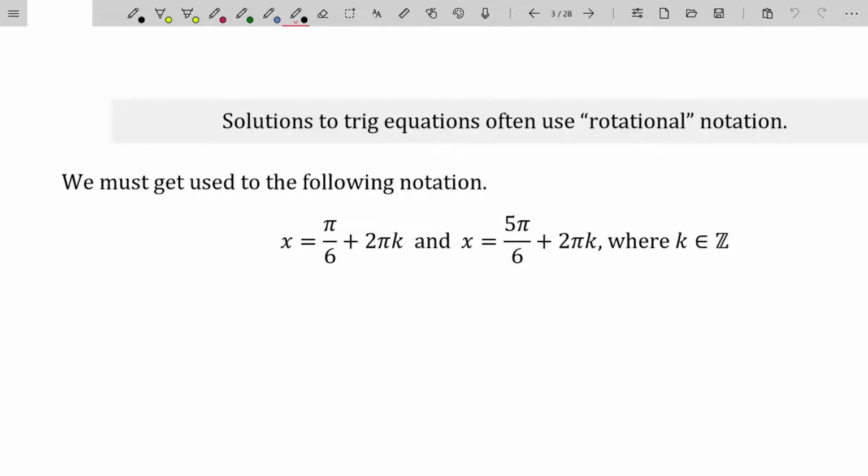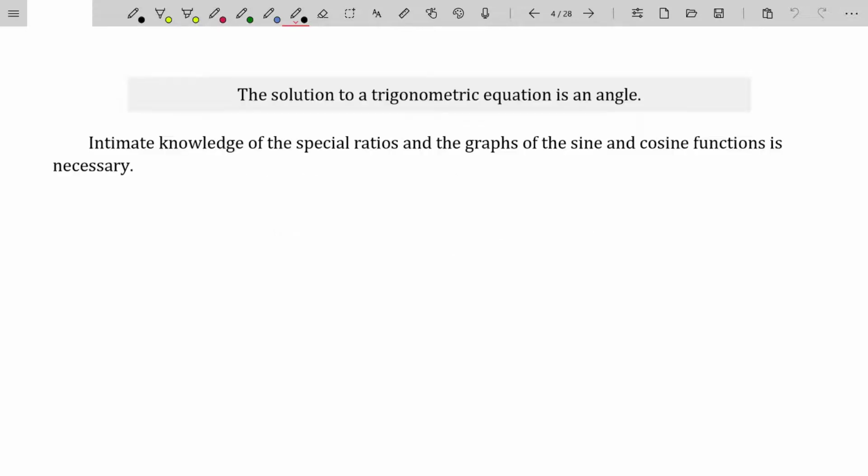Also note that in some textbooks, they use n instead of k. That's totally fine, as long as whatever parameter they're using stands for the set of integers or stands for numbers from the set of integers.